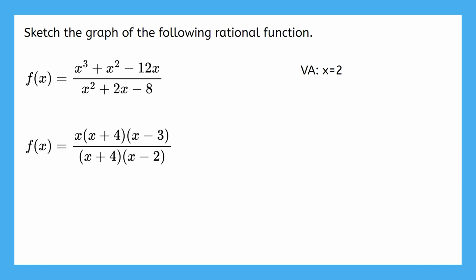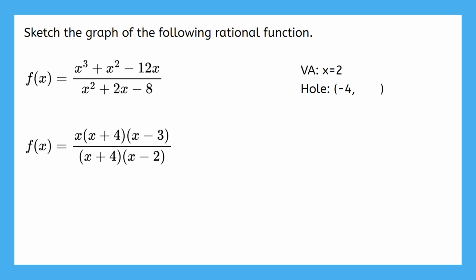For any holes, we use the factor that did cancel from the denominator. Setting this equal to 0 and solving gives us a hole at x equals negative 4. When writing this, we can leave a space so we can go back and find this point's y value later.